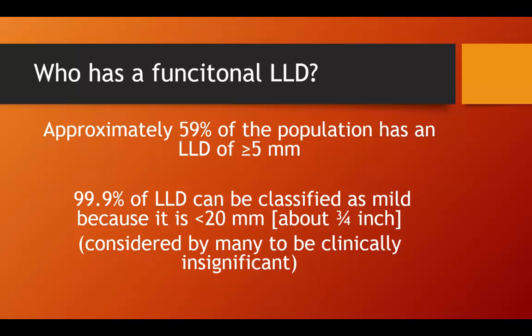So who has a functional LLD? Approximately 59% of the population has an LLD of equal to or greater than 5 millimeters, and 99.9% of LLD can be classified as mild because it's less than 20 millimeters. This is considered by many to be clinically insignificant.